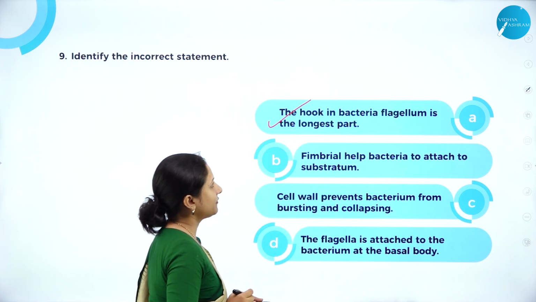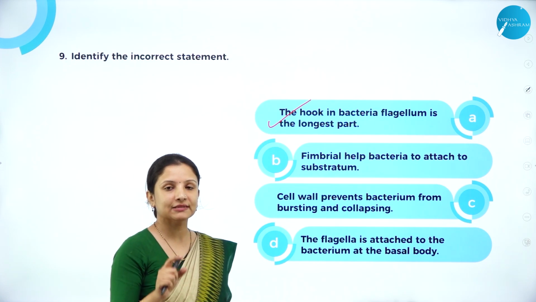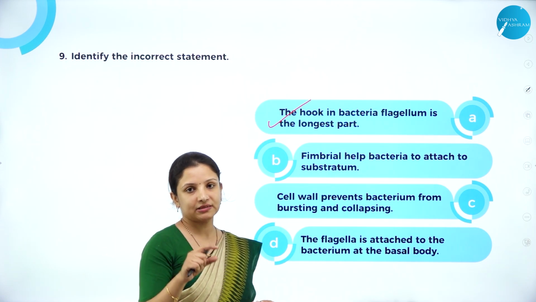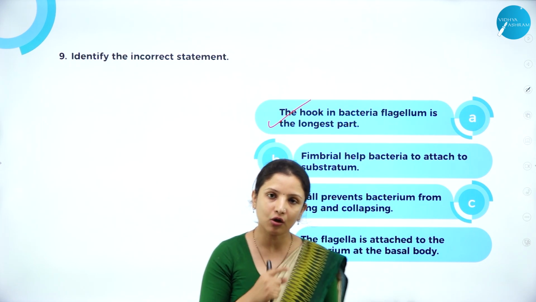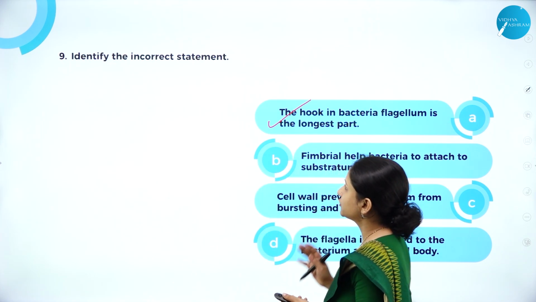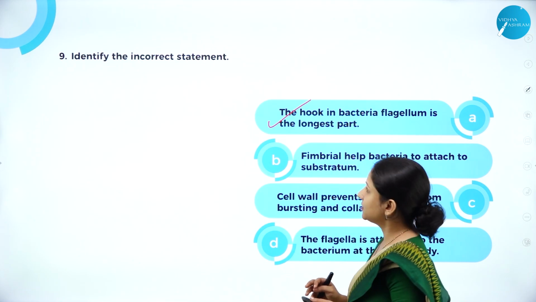The statement that is incorrect here is: the hook in bacterial flagellum is the longest part. No, it is the filament present in the bacterial flagellum that is the longest part. It is not the hook. So option A is the right answer here.